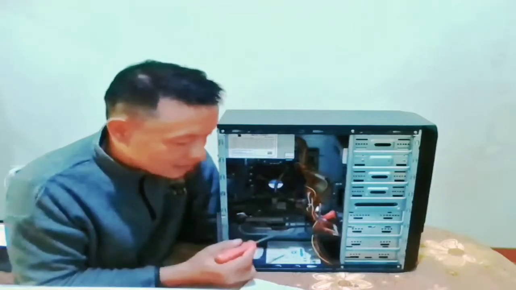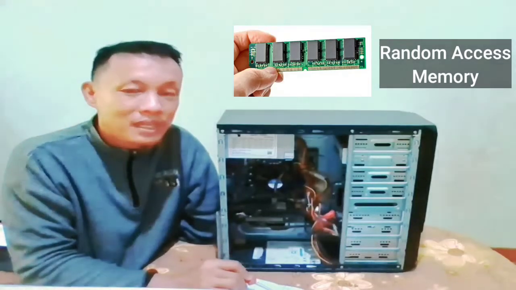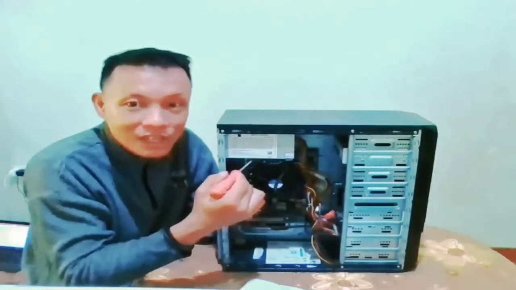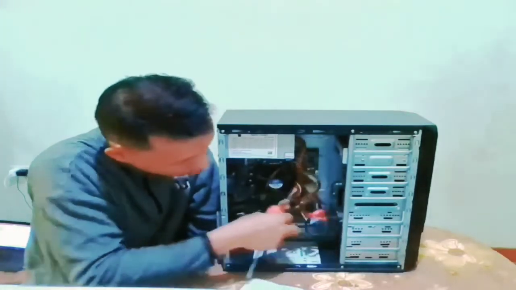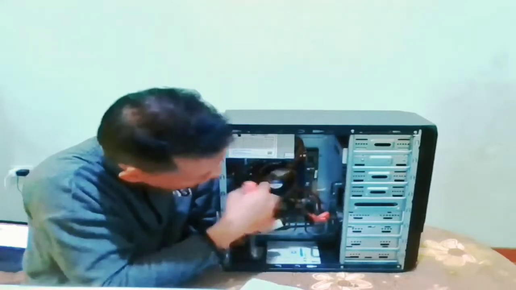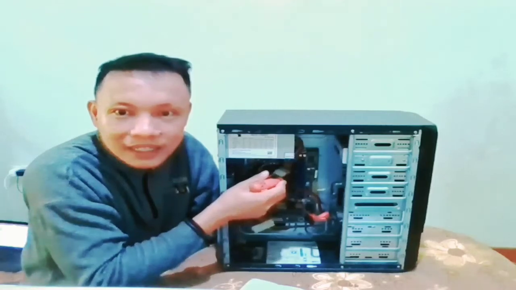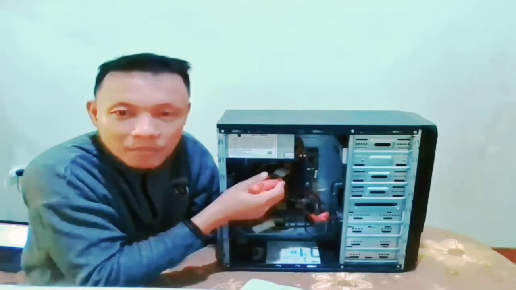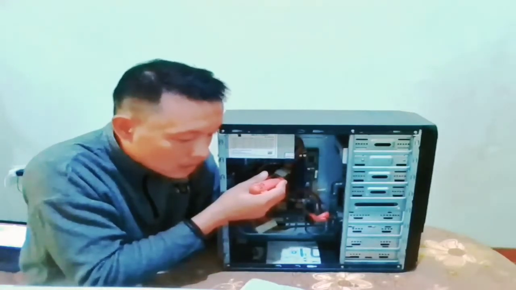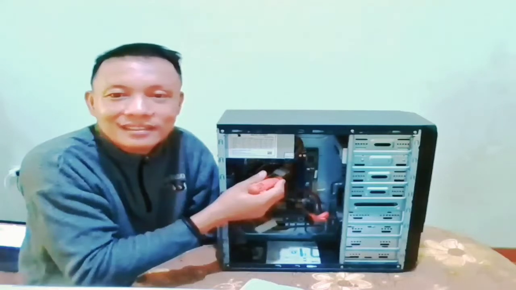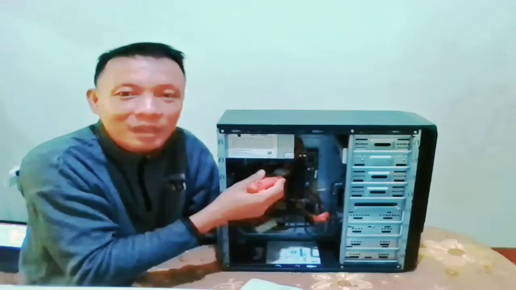Next one would be the RAM or the random access memory. The location of the RAM would be in the motherboard also, and it is located right here. The function of the RAM, to my understanding, is to store data permanently. When we say RAM, it means to store data permanently.